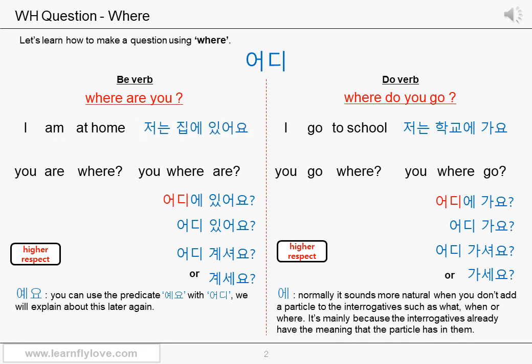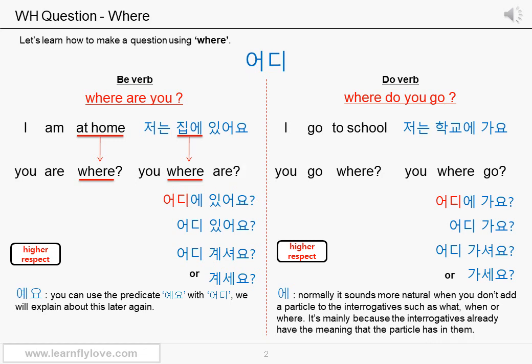Home is 집. Let's add a particle 에 because home is a location, right? 집에. What was the predicative part which means to be at a location? We learned it in lesson 4. Yes, 있다, 있어요. 저는 집에 있어요. At home is the part we want to know, right? So let's swap it with where and the subject I with you. You are where?